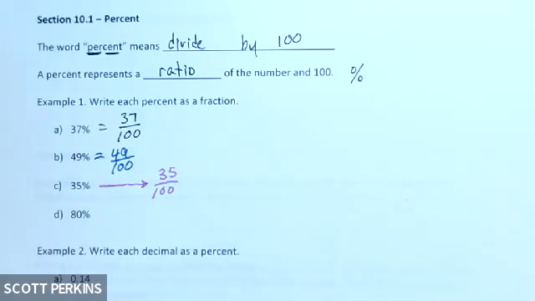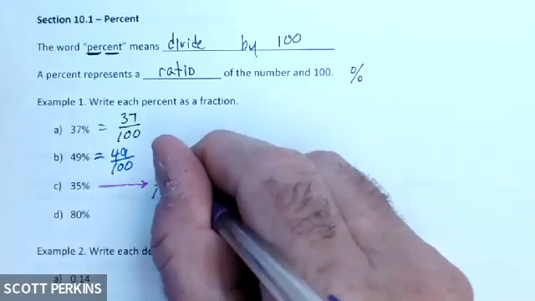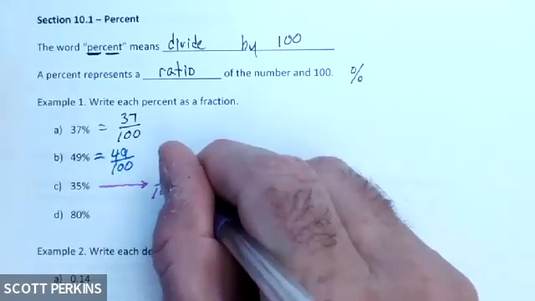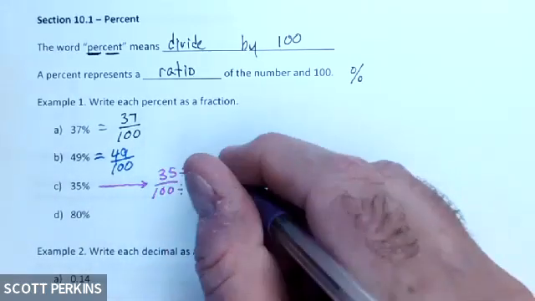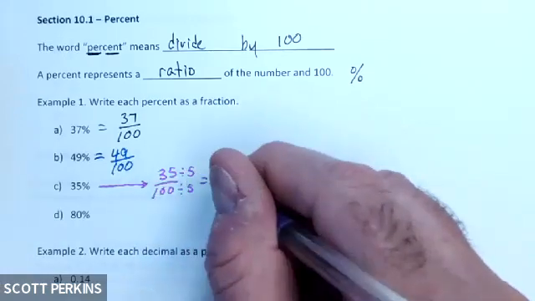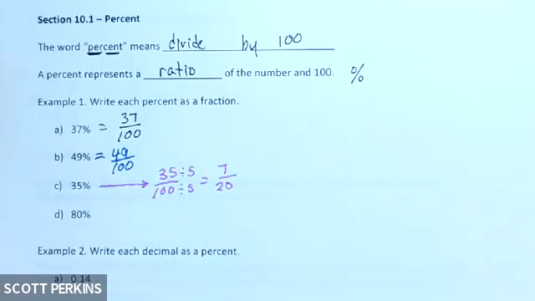What number goes into both 35 and 100? 5. Anybody not see 5? If you got a calculator, feel free to use your calculator. There's no reason not to. So what I'm going to do is I'm going to divide by 5 in the top and the bottom. So 35 divided by 5 is 7. 100 divided by 5 is 20. At that point, that is fully reduced. 7 and 20 do not share any factors in common.